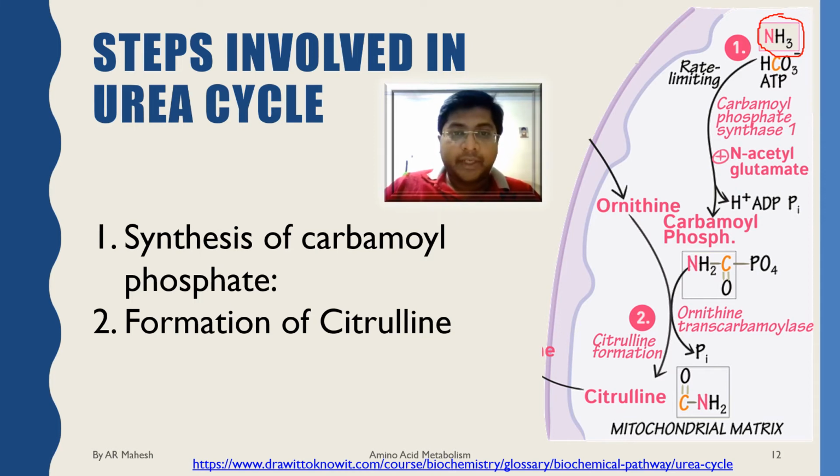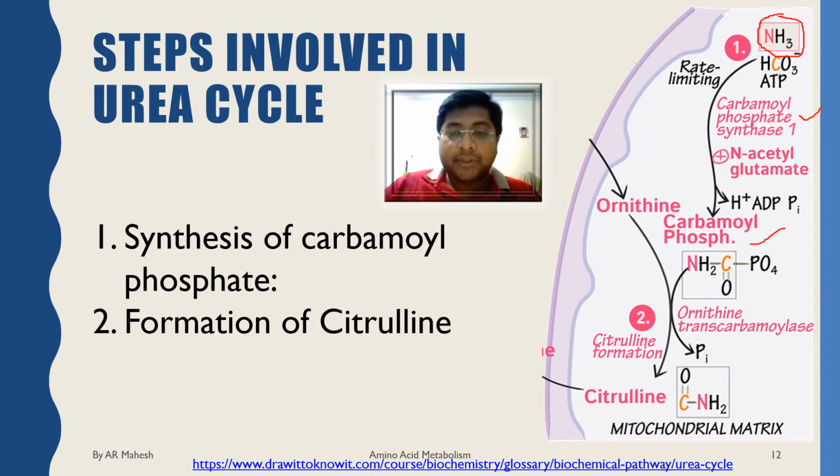Carbamoyl phosphate synthetase 1 of mitochondria catalyzes the condensation of ammonia with carbon dioxide to form carbamoyl phosphate. This step consumes 2 ATPs and it is an irreversible, rate limiting step.